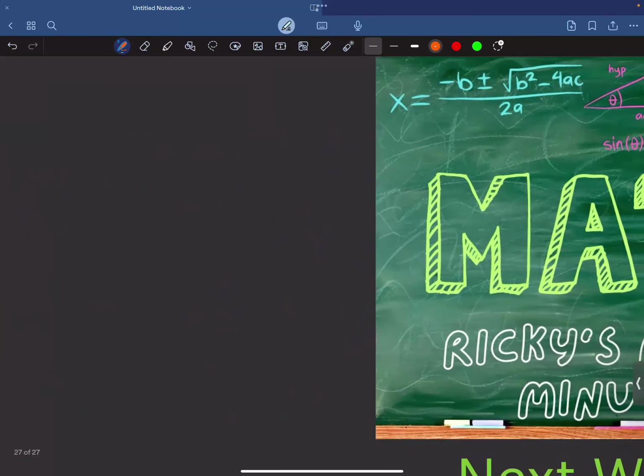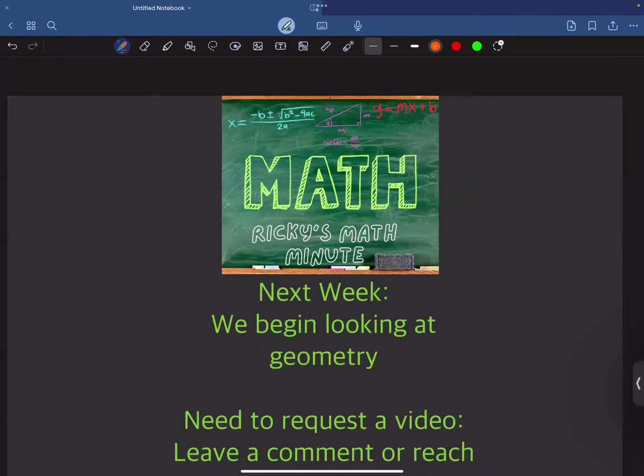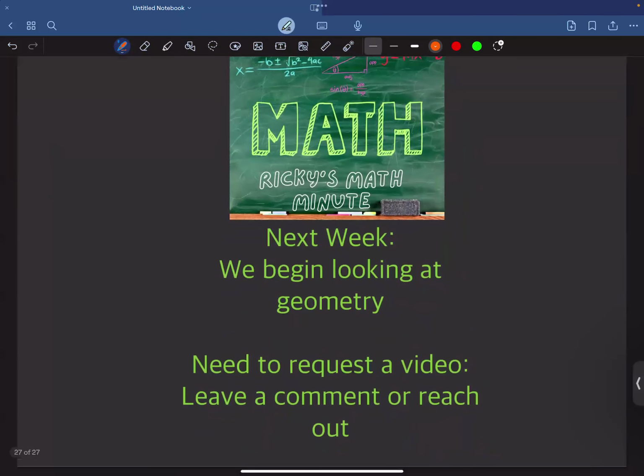Of course, next week we will begin looking at a few geometry related problems as it pertains to those 16 ACT questions.